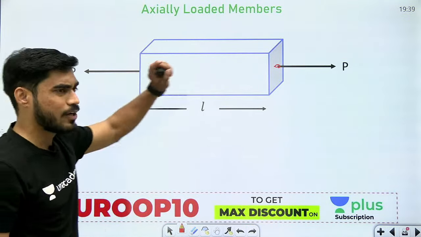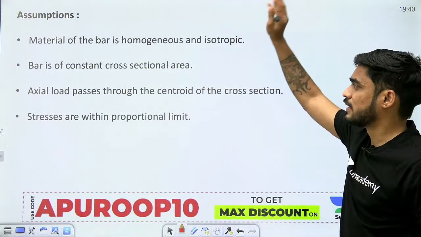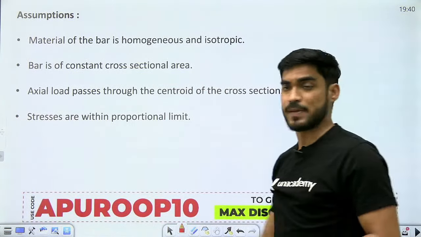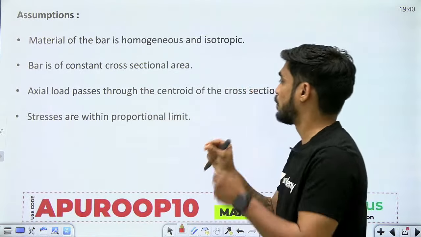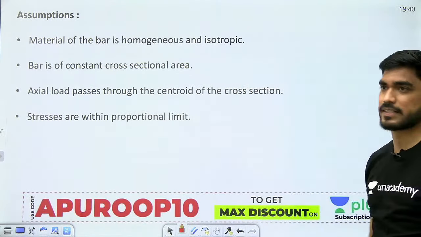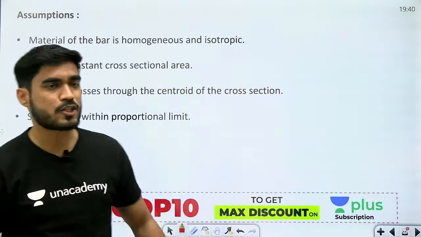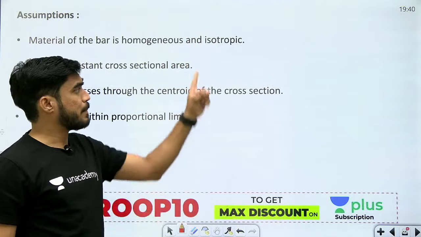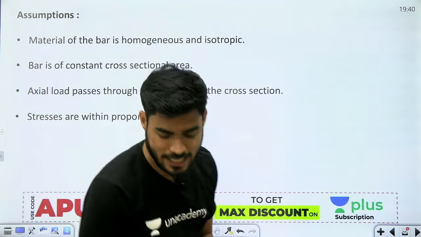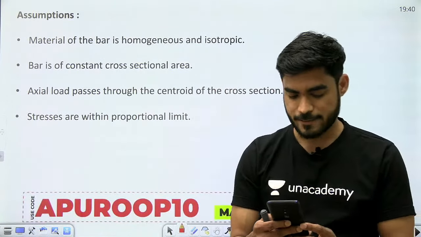Now, in order to calculate the stress and strain under this load, we made some assumptions. The material is homogeneous and isotropic. The bar is of constant cross-sectional area. The axial load passes through the centroid of the cross-section, and the stresses are within the proportional limit. And I explained to you the meaning of each and every assumption. मैंने आपको कल समझाया था कि हर एक assumption जो है उसका क्या मतलब है और वो क्यों जरूरी है, right?